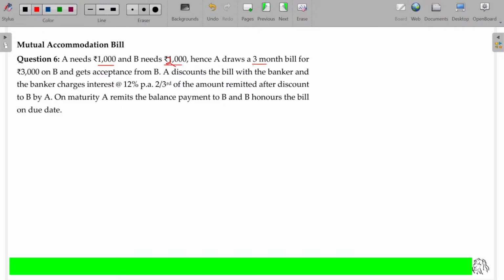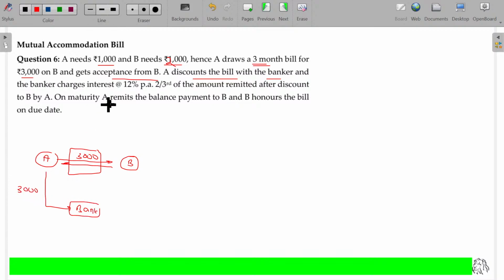Hence, A draws a 3-month bill for rupees 3000. A is also in need of money, and B is also in need of money. A draws a 3-month bill for 3000 on B and gets acceptance. A discounts the bill with the banker.